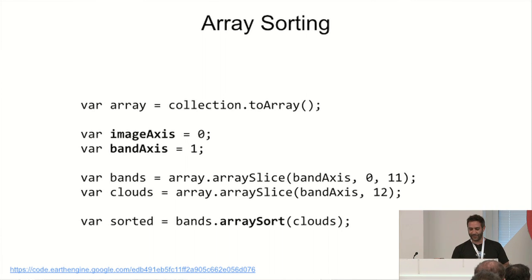So first call collection to array. You have an image axis, it's axis 0. You have a band axis, it's axis 1.